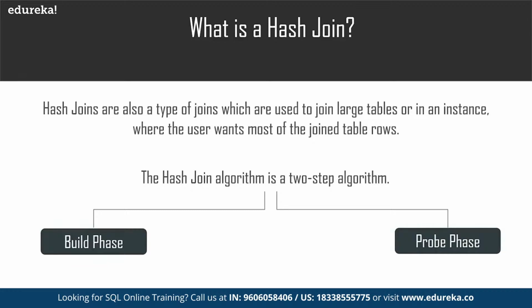In the build phase, you basically create an in-memory hash index on the left side of input. And in the probe phase, you go through the right side of input, each row at a time, and then find the matches using the index created in the build phase. So hash join is a type of join which is used to join large tables, and it has mainly two steps, that is the build phase and the probe phase. So guys, that was about the hash join.